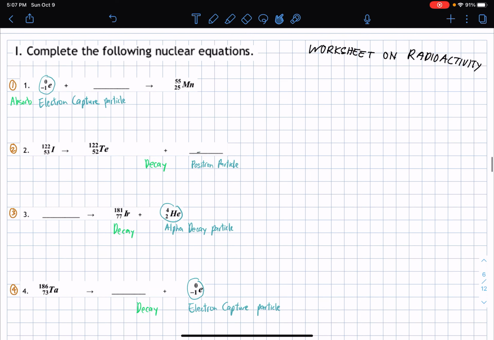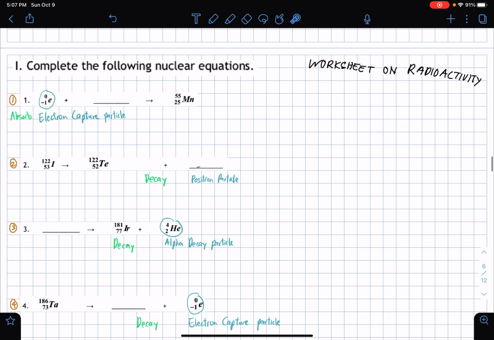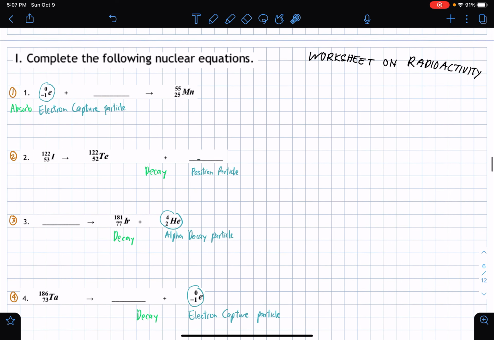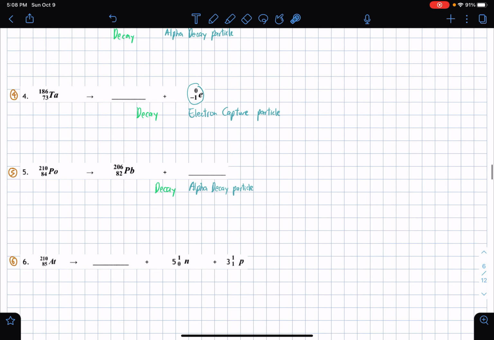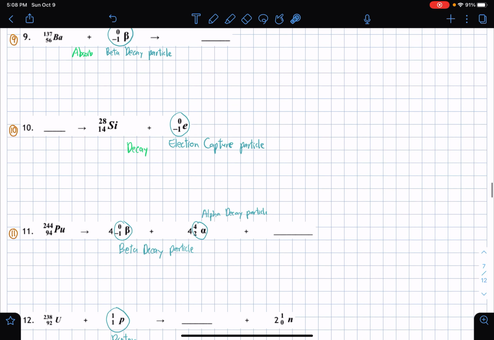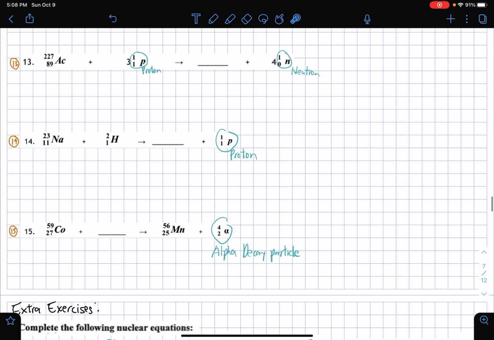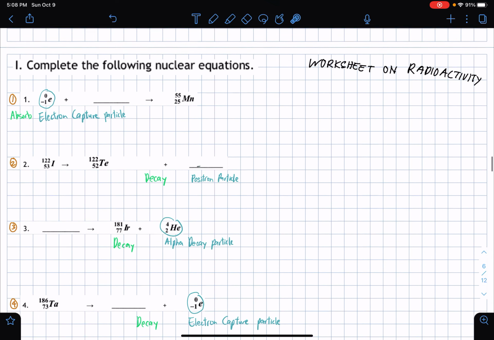Let's move on to another worksheet on radioactivity. I found this randomly from the internet. I don't own this. I acknowledge that it's the property of the person who made this. And yeah, let's actually try finishing this in the next video.